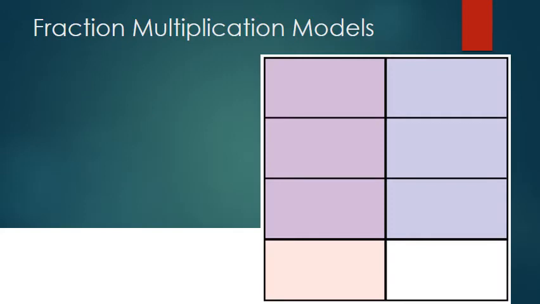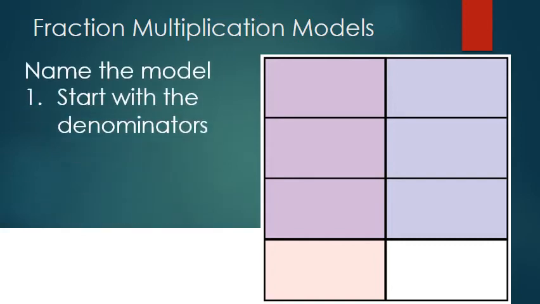Now, at any time, if we're given a model, as we can see over here on our right, we can figure out what this model is telling us. Our first step in naming the model is to start with the denominators. We figure out the length times the width. Our length is 1, 2, which is 2, times our width, which is 1, 2, 3, 4.